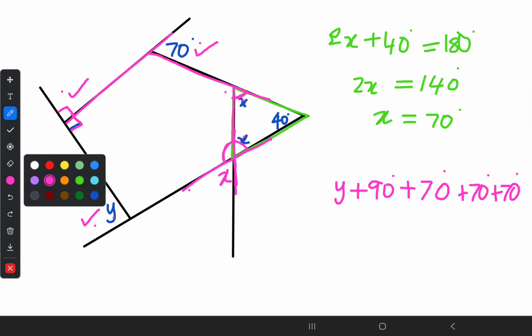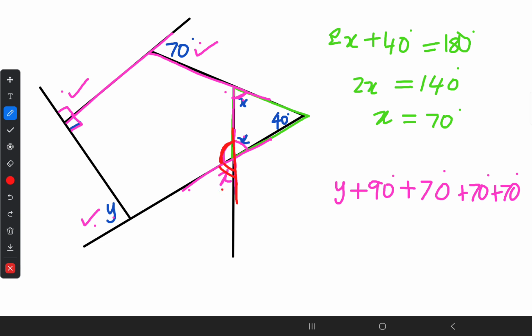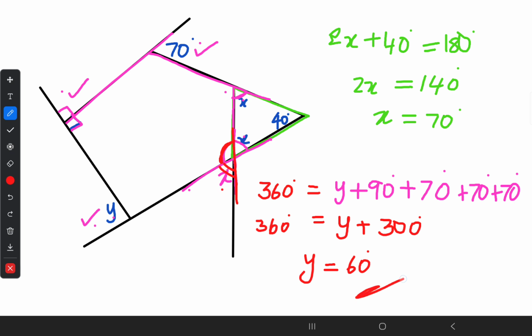Here, to find this interior angle's corresponding exterior angle, when you extend this line, this is the corresponding exterior angle. To find the magnitude, there is no direct relationship. You can use the vertically opposite angle theorem to find this one also as x. We know the magnitude of x as 70, that's what I have substituted. So the sum of all the exterior angles of this polygon equals 360. 90 plus 70 plus 70 equals 300. 360 equals y plus 300. From that you can find the magnitude as 60 degrees.